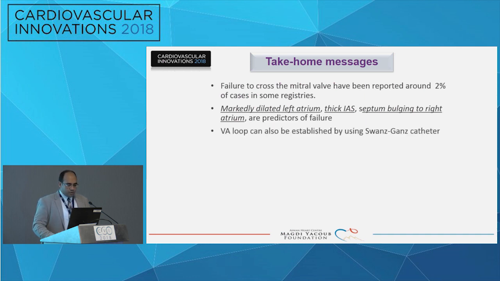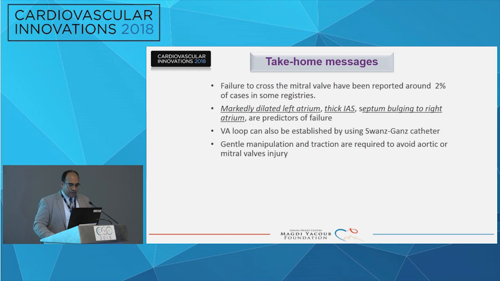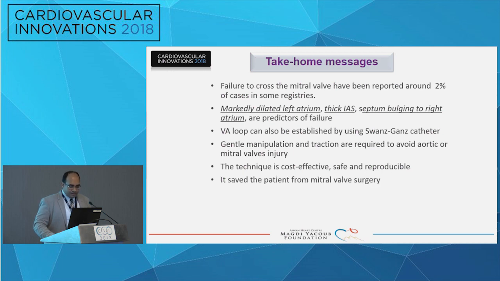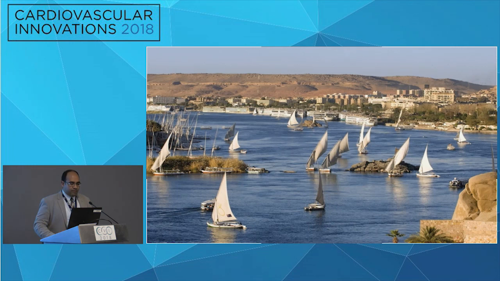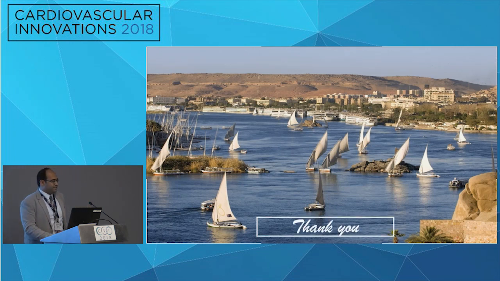Veno-arterial loop can also be established by using a Swan-Ganz catheter or even an Achilles sheath as well. Gentle manipulation and traction are required to avoid aortic or mitral valve injury. This technique is cost-effective, safe, and reproducible. We did around 10 cases in our center this way, and it saved the patients from mitral valve surgery. Thank you.